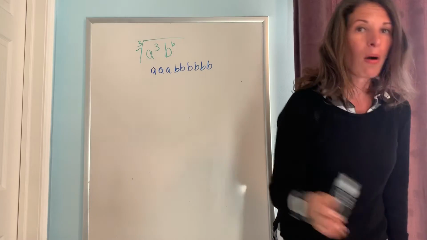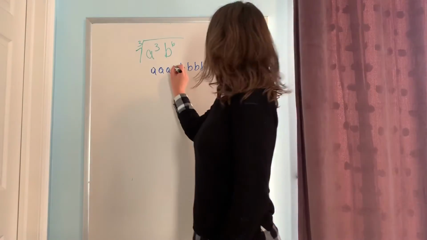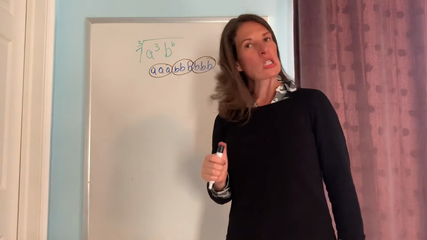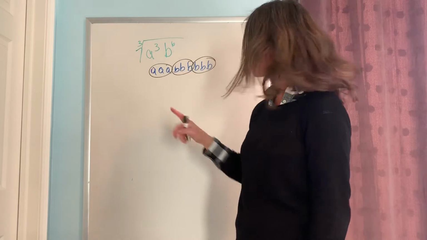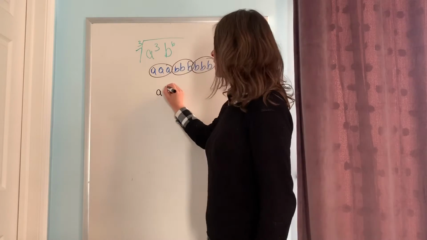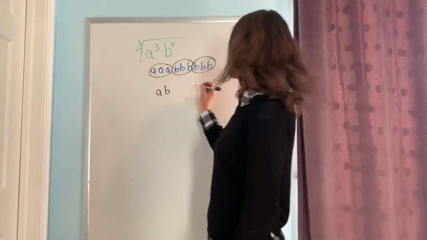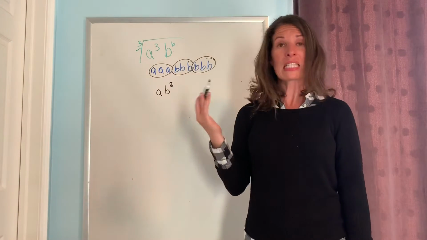And now I'm going to circle groups of 3 because that's my index. Whatever got circled gets to come out. Whatever doesn't get circled stays in jail. So I have 3 a's, that means a comes out. I have a b, and I have 2 groups of b. So that means it has to be squared. And that's my answer. It's that simple.